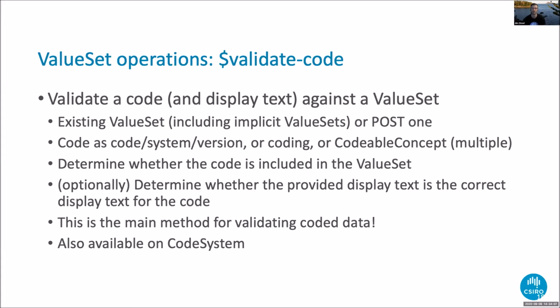For the code, you can either pass that in as a code in a system, and if you want to narrow it to a specific version, you can pass that in as well, or you can pass in a coding or a codeable concept. The other thing that validate code can do is check the display text that's been provided with the code. So if someone sends you the code for, say, cancer, but the display text says diabetes or something, then that's something you want to know about, because clearly there's a conflict within that data, and validate code can detect that as well. If you pass in some display text to validate code, it will check whether that's acceptable display text for the code that you've provided.